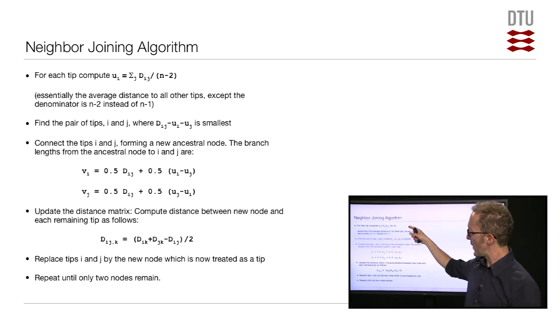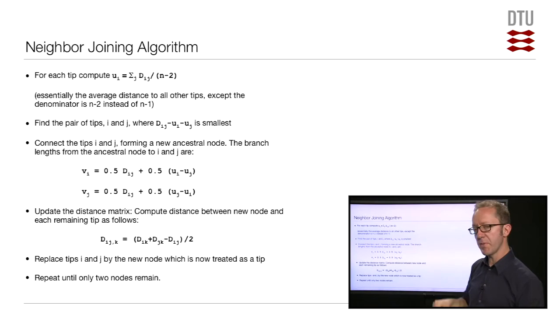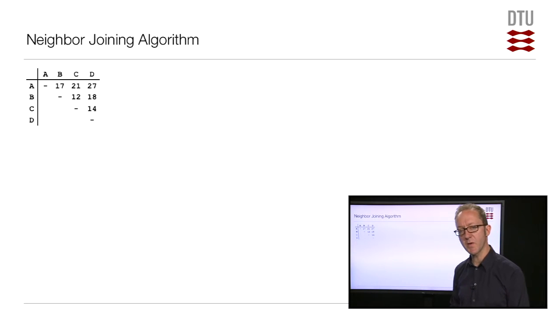Bottom line, follow these steps: compute u for each of the tips, compute this value for each pair of tips, pick the pair where this is smallest, compute new branch lengths from your two combined tips down to the ancestral node, compute branch lengths from your ancestral node to all the remaining nodes, and then run one extra iteration where you're now treating the new ancestral node as a tip. You repeat until all the nodes are combined. So let's walk through an example and see how that works.